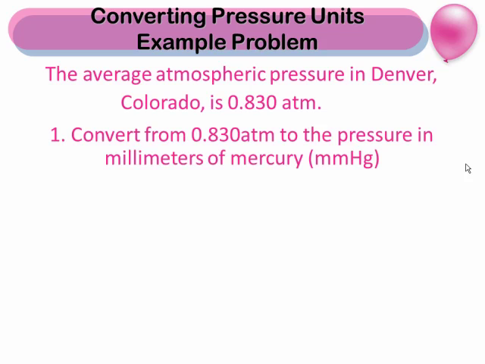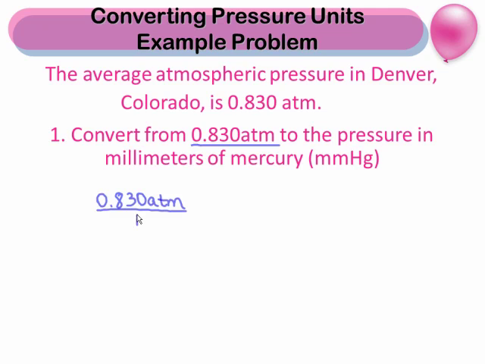Okay, so here we go. Here is our first problem. It says the average atmospheric pressure in Denver, Colorado is 0.830 atmospheres. We're going to convert from 0.830 atmospheres to the pressure in millimeters of mercury. So we're going to start with the number and the unit given to me in the problem. I have 0.830 atmospheres, and we can put this over 1.